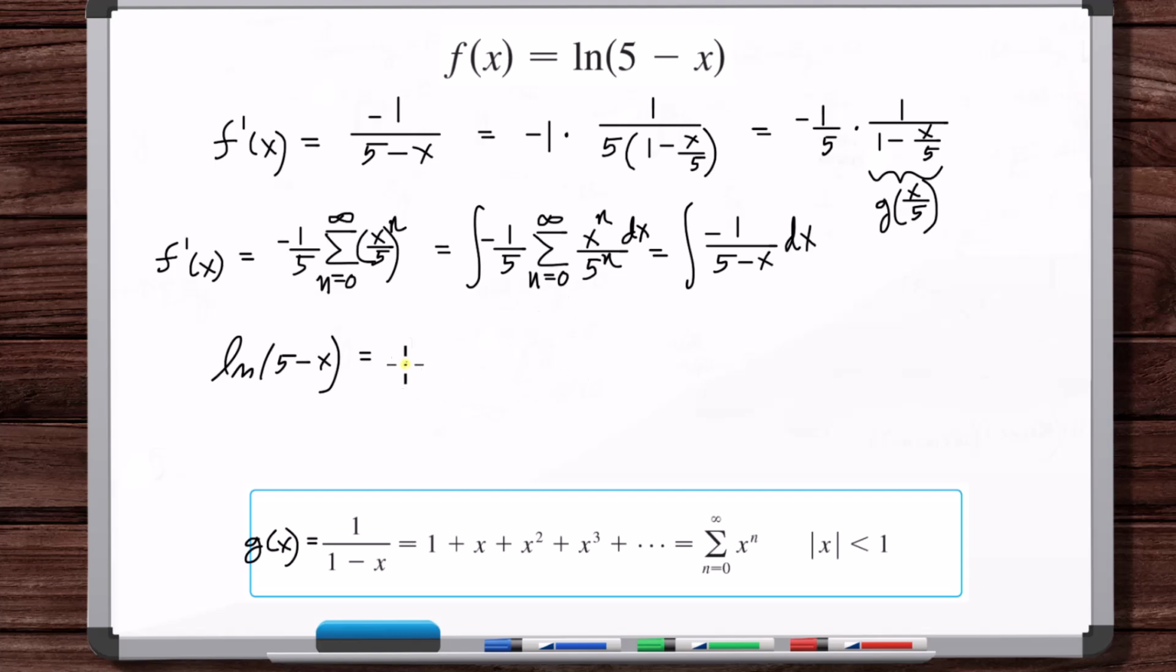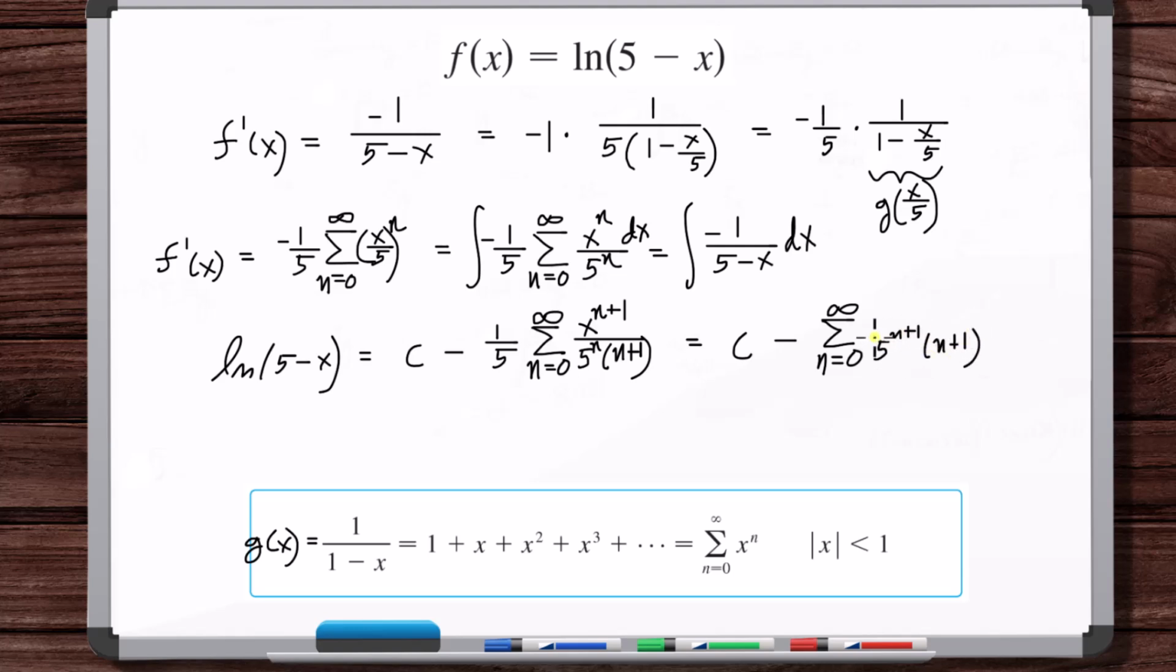So we've got c minus 1/5, and we just leave this as n is equal to 0. We don't have to change the starting point. And then it's just x to the n plus 1 over 5 to the n plus 1 times n plus 1. And then what we could do is say, so c minus, let's bring in that 1/5, 5 to the n plus 1 times n plus 1.